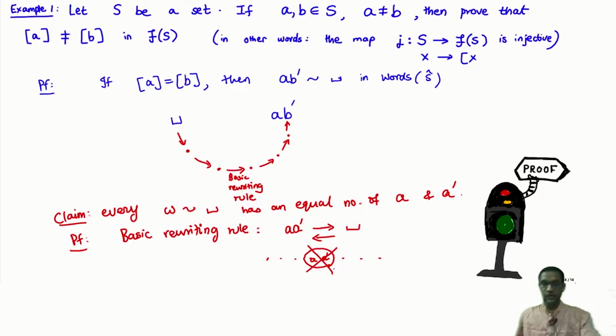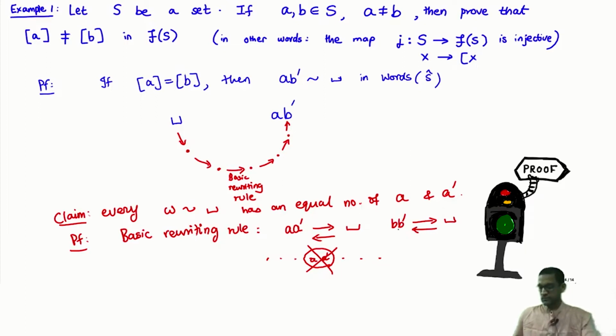If my original word had, say, 10 A's and 10 A dashes, then the new word will have 9 A's and 9 A dashes, so it will continue to have an equal number of A's and A dashes. Now the other rewriting rule is even simpler. It says I can either replace BB dash by the empty word or the empty word by BB dash.